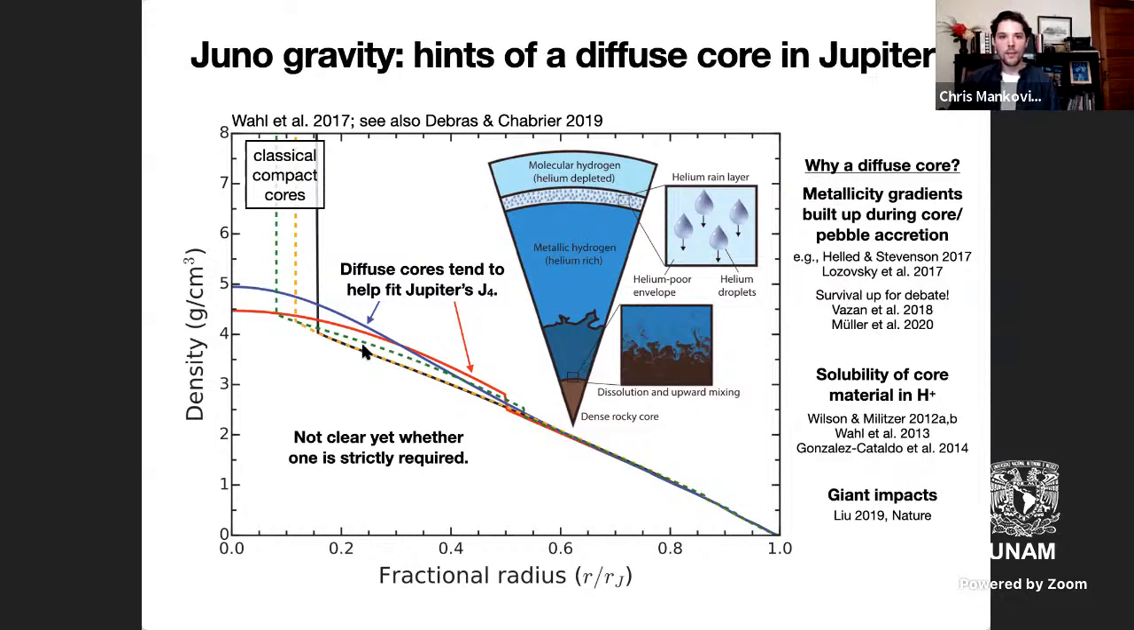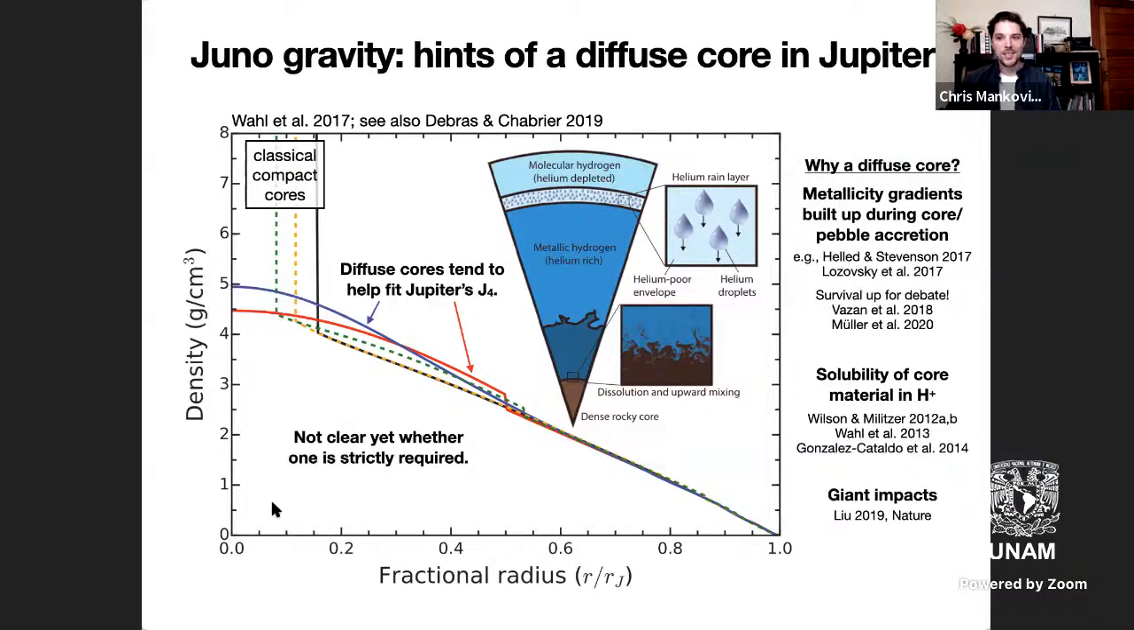So anyway, Juno is sort of hinting at this kind of diffuse core structure in Jupiter, but it's really not clear yet whether one is strictly required. It kind of depends on who you ask. One of the major uncertainties in giant planet interiors is still the equation of state. Even the equation of state for hydrogen, unlike stars, is really not well known in the conditions of these giant planet interiors. And it's intrinsically really hard to study experimentally.